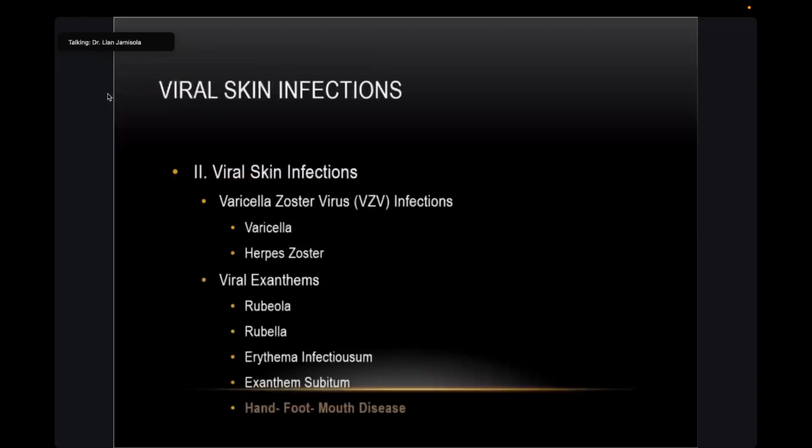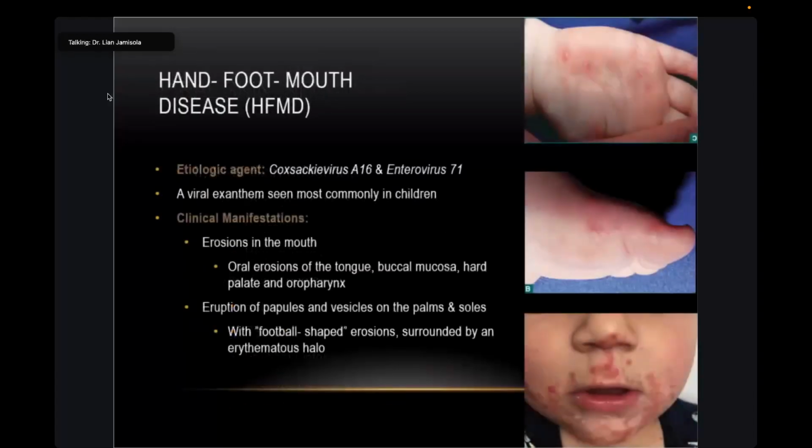Okay, last is your hand, foot, and mouth disease, very common lately, no? Etiologic agent usually is Coxsackievirus A16 and enterovirus 71. So it's a viral exanthem seen most commonly in children, but rarely in puberty and young adults. We've seen this also, but it's quite rare. Okay, we see oral erosions of the tongue, buccal mucosa, hard palate, and oropharynx. And then there's eruption of papules and vesicles on the palms and soles.